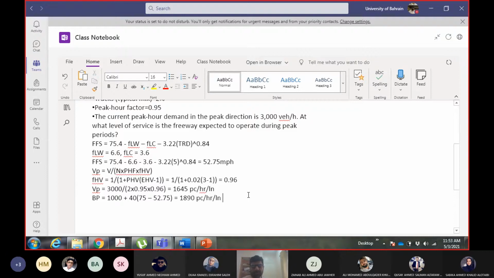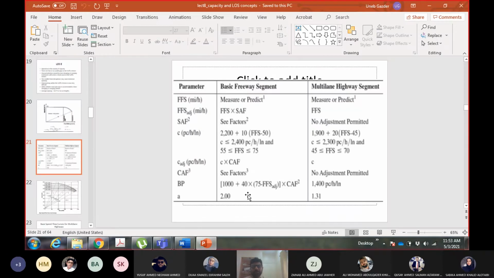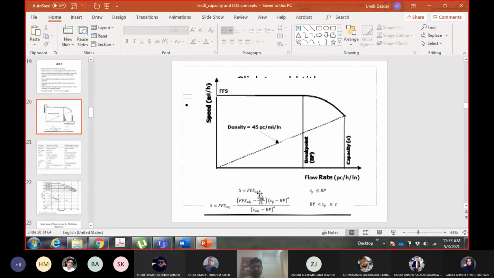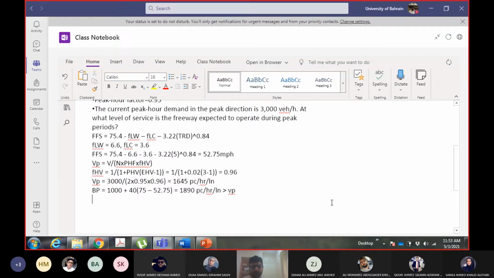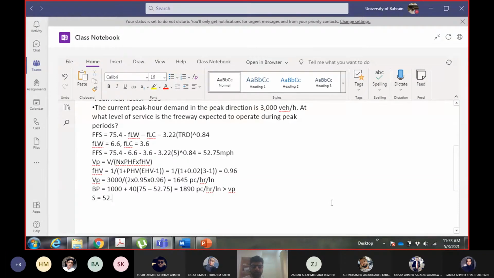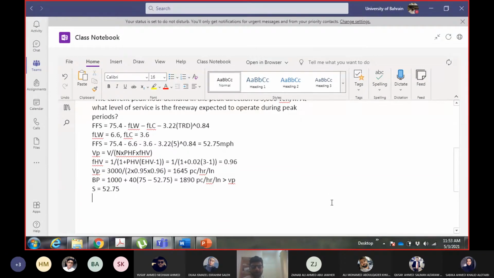Now this is more than the flow rate. So when BP is more than the flow rate, then speed equals the free flow speed. When the flow rate is less than BP, then speed equals the free flow speed, which is 52.74.